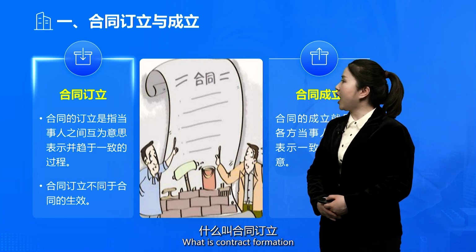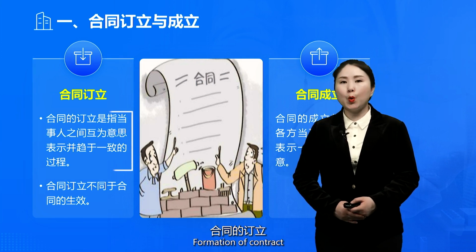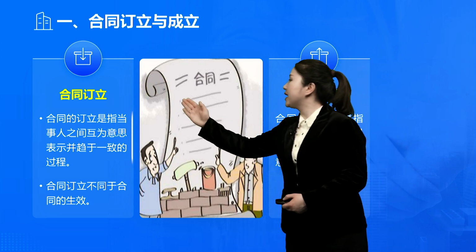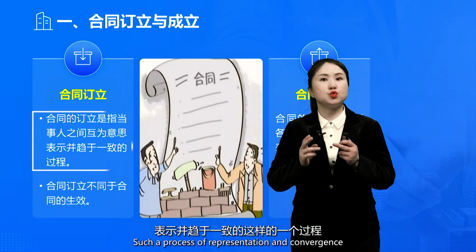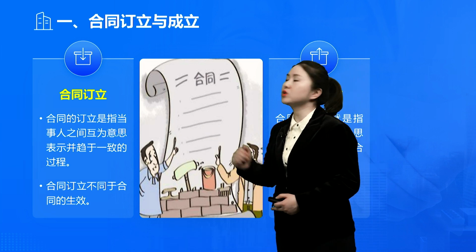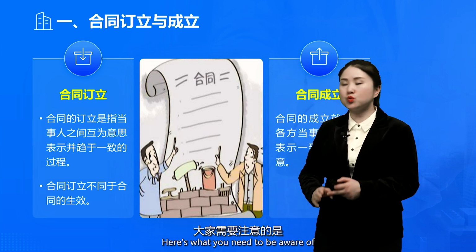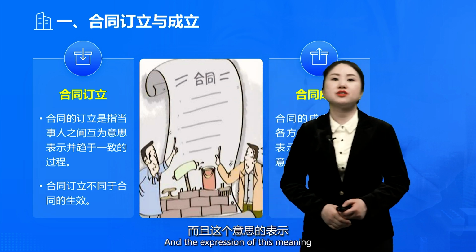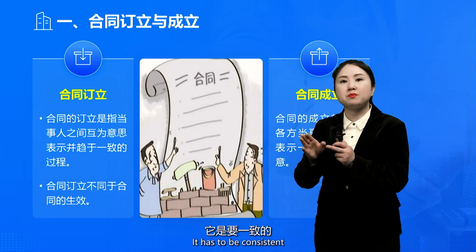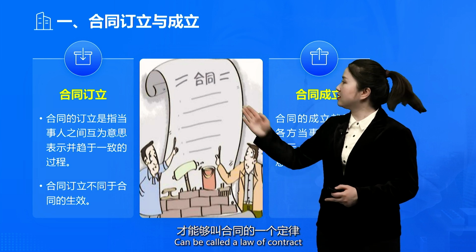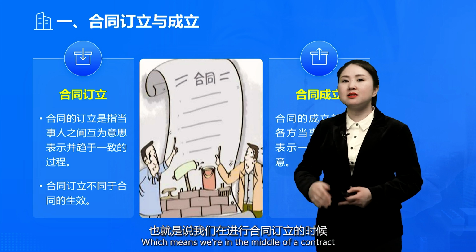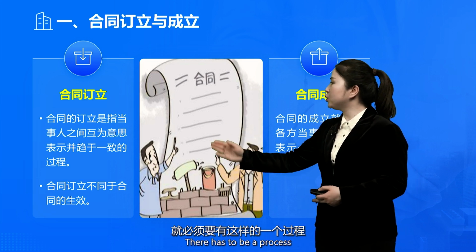First of all, what is contract formation? Formation of a contract means that the parties express their intentions to each other, a process of representation and convergence. Here is what you need to be aware of: the expression of mutual meaning, and the expressions have to be consistent, can be called a contract. Which means that in the middle of a contract, there has to be a process.